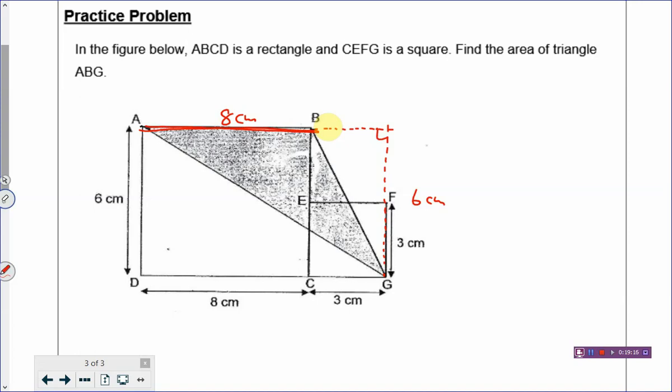Alright, and then you can get the area. Okay, but because the lesson today is to create and remove, so let's create a rectangle, and then we take out what we don't want, because that's the lesson today. So let's revise how to apply this method.